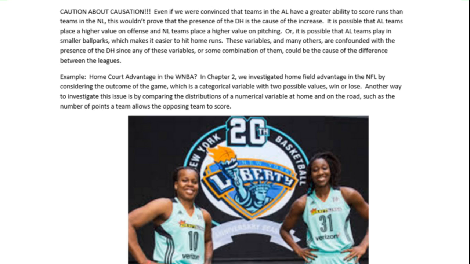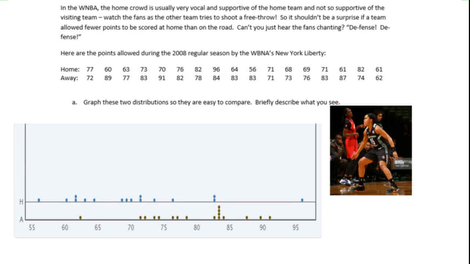Another way to investigate this issue is by comparing the distributions in the 2008 regular season of the WNBA, such as the number of points a team allows. So we graph the two distributions so they're easy to compare. In the WNBA, the home crowd is usually very vocal in support of the home team and not so supportive of the visiting team. Watch the fans as the other team tries to shoot a free throw. So it shouldn't be a surprise if a team allowed fewer points to be scored at home than on the road. Can't you just hear the fans chanting defense, defense?